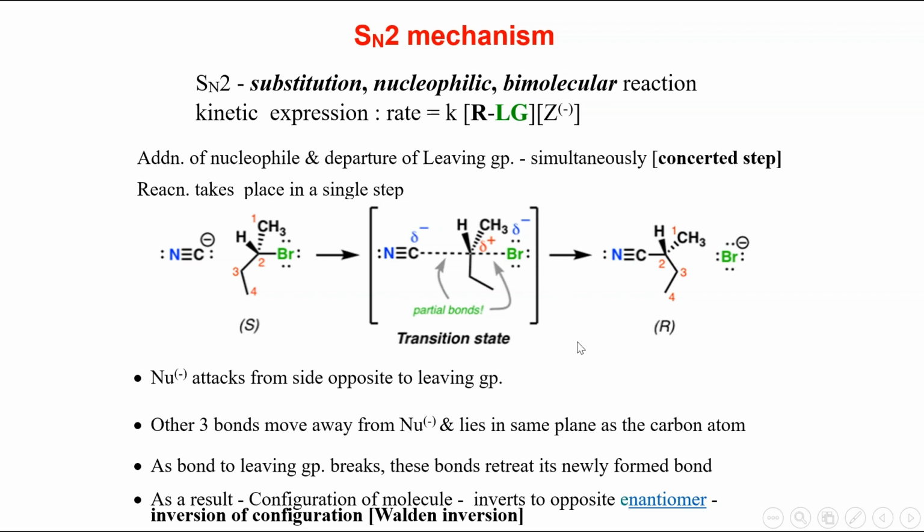Unlike the SN1 mechanism, there is no carbocation intermediate. Here, there is a transition state. In this transition state, a half bond is broken between the carbon and the leaving group, and a half bond is formed between the carbon and the incoming nucleophile. Whatever has been proposed is evidenced by this Walden inversion. It indicates that there is no carbocation formation. It in turn indicates that the bond breaking and bond making occur simultaneously.